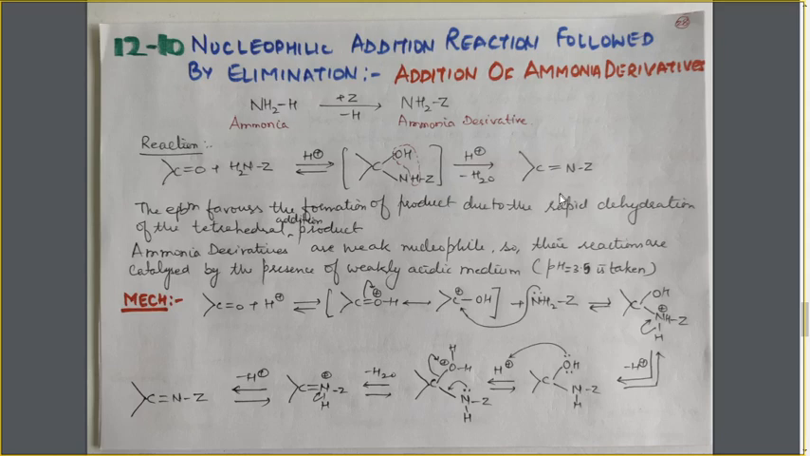Net reaction: this oxygen atom is lost with this H2 as H2O, and both nitrogen and carbon are left with two free valencies, and they will form a double bond to complete their valencies. There is a double bond formation between the carbon and nitrogen, and this final product is formed.